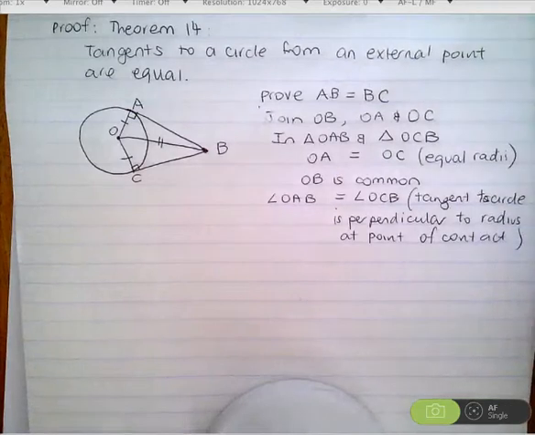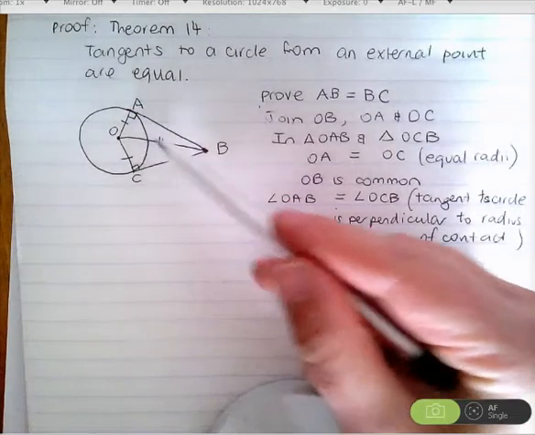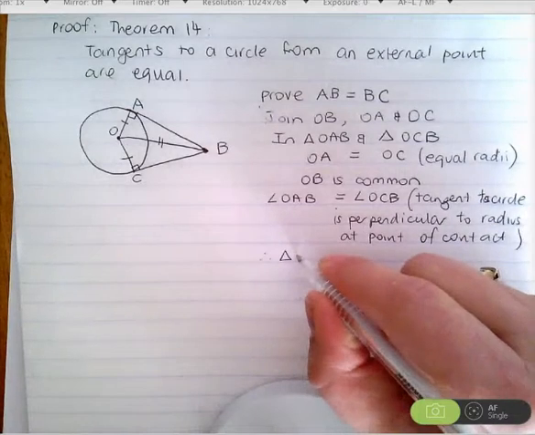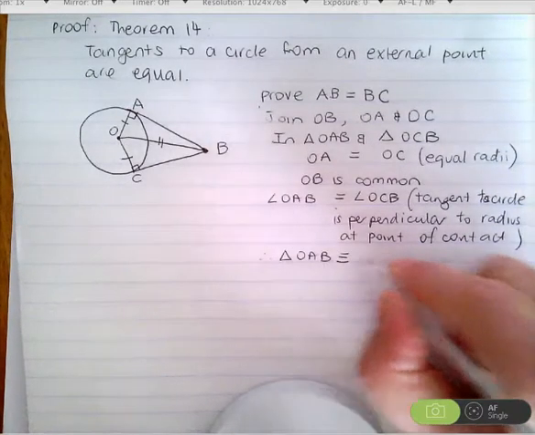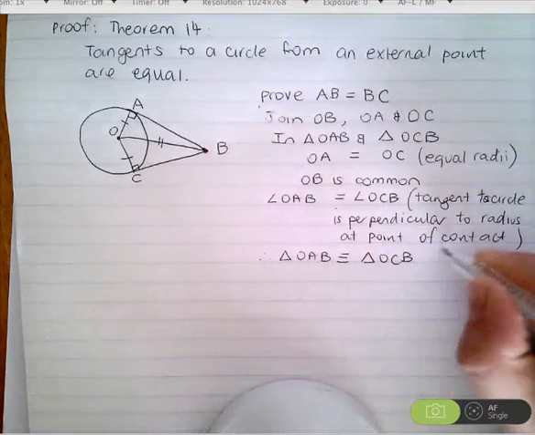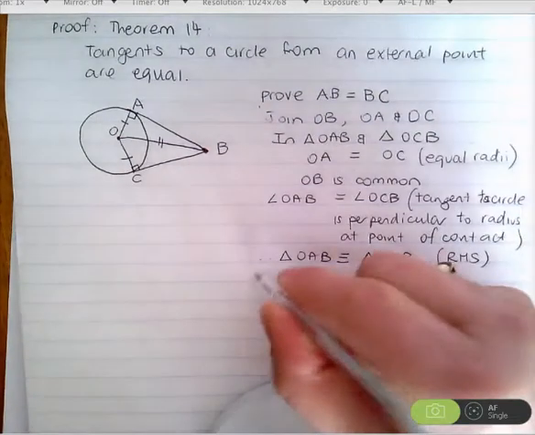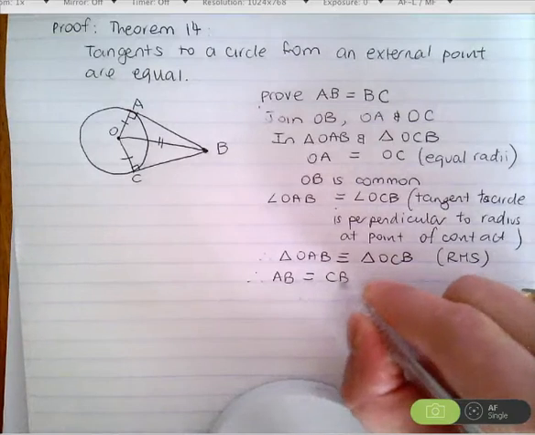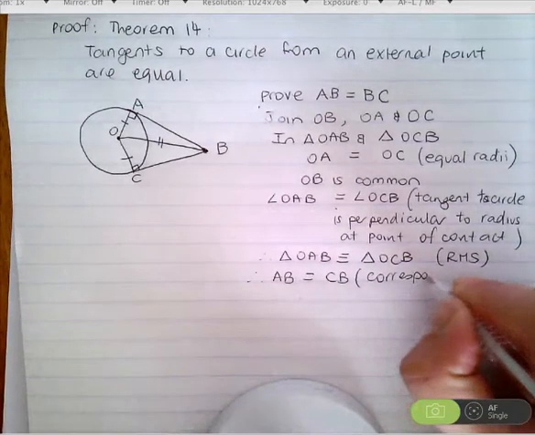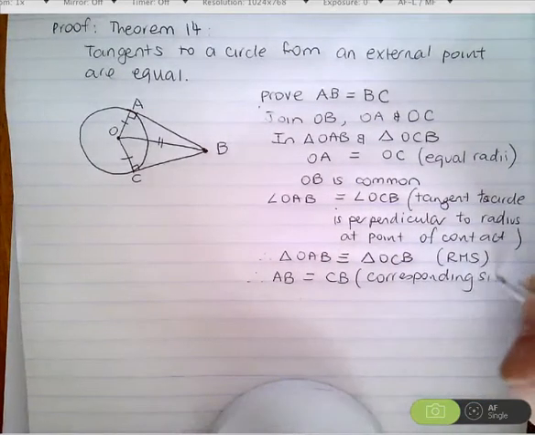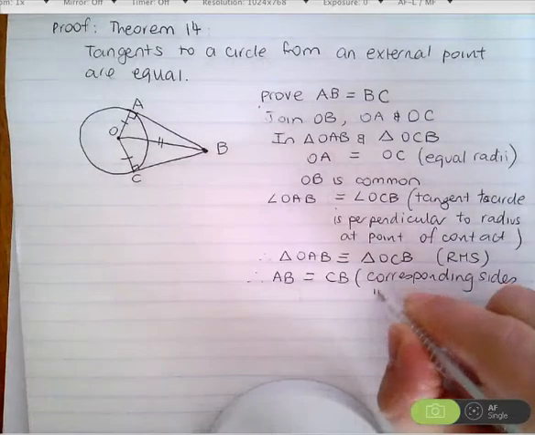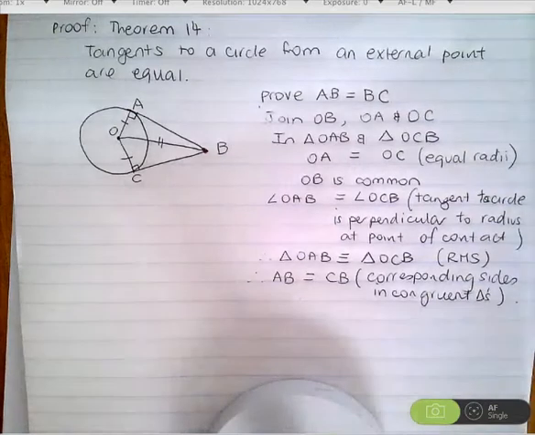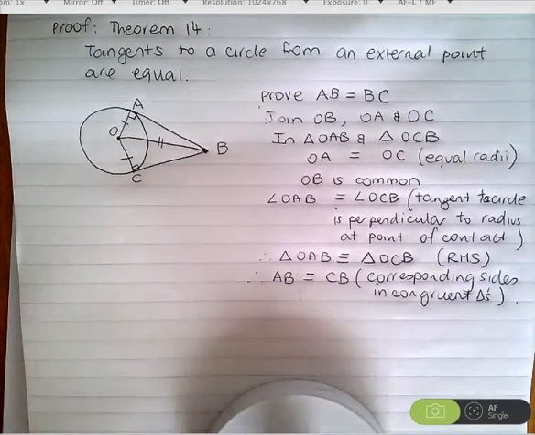Okay, so now basically what we've got is RHS. So both those triangles are congruent, so therefore triangle OAB is congruent to triangle OCB, and the reason is RHS. And now we can say, well, therefore AB is equal to CB, reason: corresponding sides of congruent triangles. Okay, and so therefore we've proven theorem number 14.